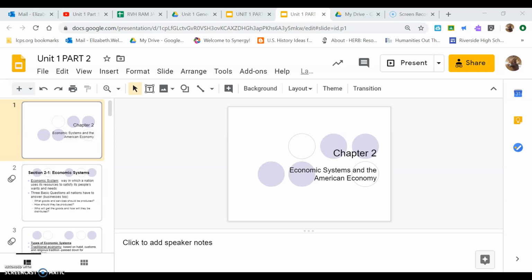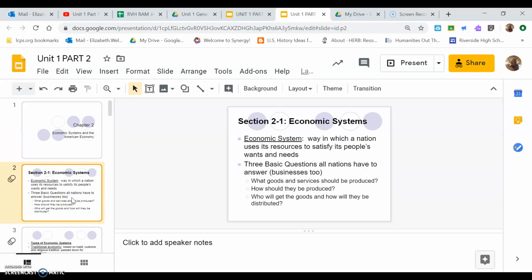We are now talking about Unit 1, Part 2, which focuses on the American economy and different economic systems out there. The big four being traditional, market, command, and mixed economy. Though we'll talk about later how the United States doesn't really like to be called any of those, and what they want to be called. So we're going to go quick.